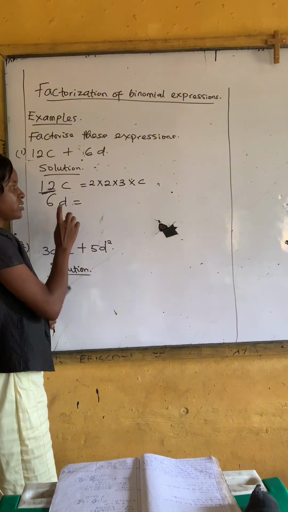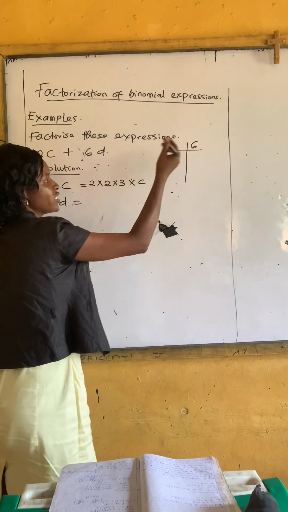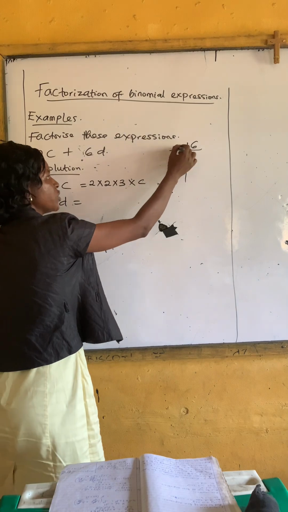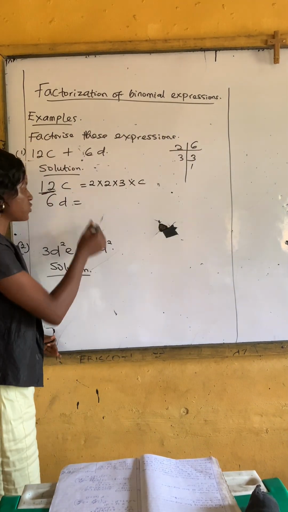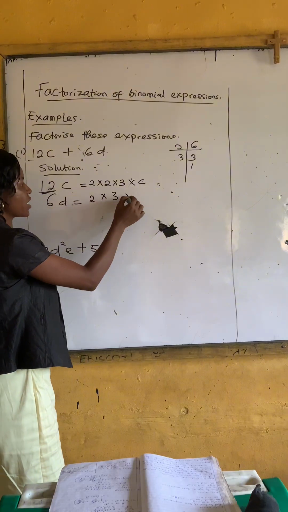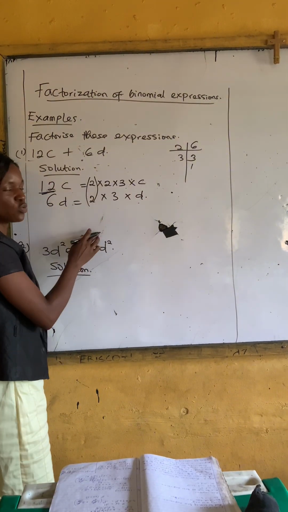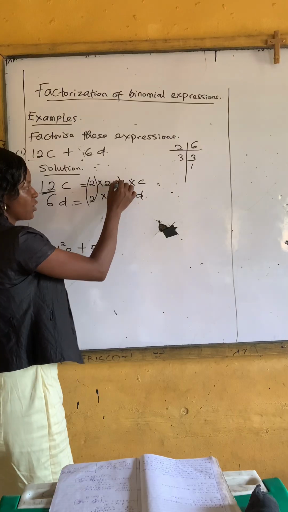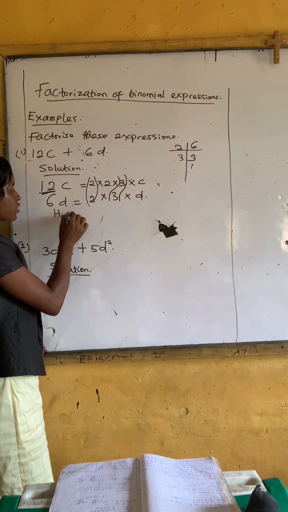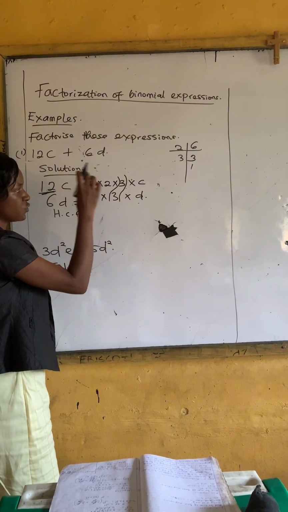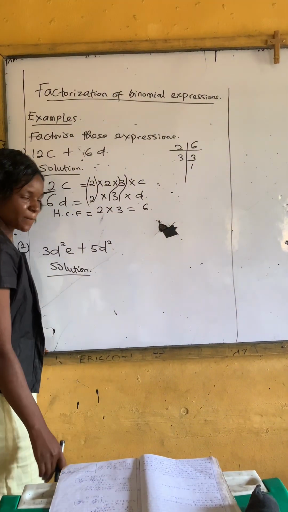Then we have 60. Let's find the factors of 60. So 2 in 60 is 30, and so on. Just to remind ourselves, you have 2 times 3 times d. Now between these we have 2 as a common factor, and 3 is also part of our common factor. So the highest common factor is, pick one of the 2s and one of the 3, which is 2 times 3, which will give us 6, right?